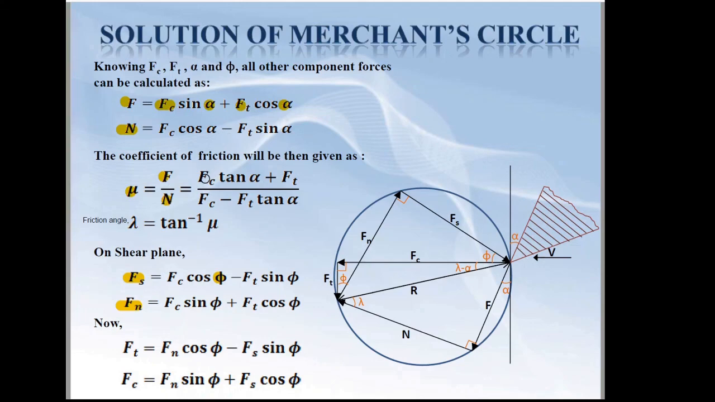Finally, simplifying, you will get Fc tan alpha plus Ft divided by Fc minus Ft tan alpha is equal to the coefficient of friction. Once the coefficient of friction is known, you can find the value of friction angle lambda. Friction angle lambda is given by tan inverse of the coefficient of friction. These two equations show that the measurable forces are written as functions of non-measurable forces.